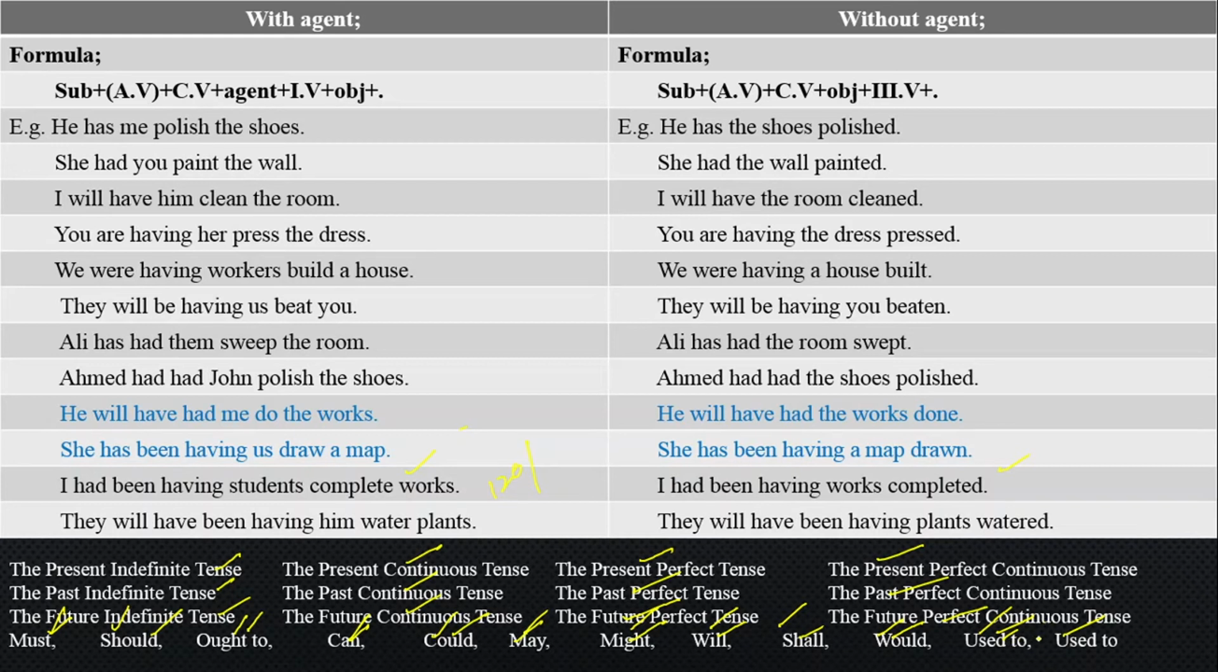I used to have works completed. I did not use to have works completed. Did I use to have works completed? Did I not use to have the works completed? Didn't I use to have the works completed? So 120 we have completed here.